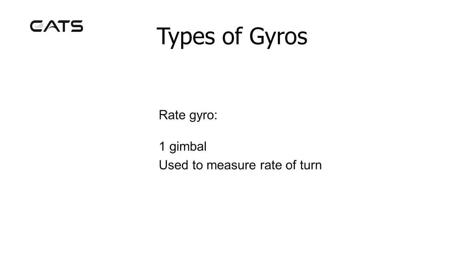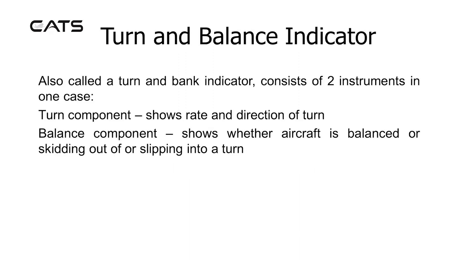Types of gyros. The rate gyro has one gimbal, which is used to measure rate of turn. The turn and balance indicator, also called a turn and bank indicator, consists of two instruments in one case. The turn component shows rate and direction of turn. The balance component shows whether the aircraft is balanced, or skidding out of, or slipping into a turn.